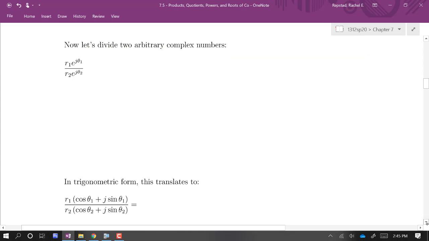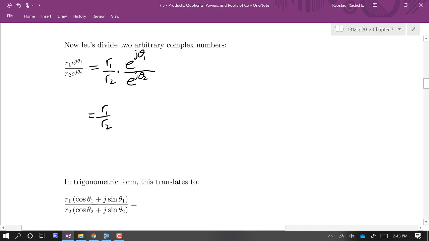Now let's think about division. Suppose I want to divide a couple of complex numbers. They just have these two arbitrary ones like we did with the multiplication on the last page. I'm going to split up this fraction as a product of two fractions. I'm going to segregate out the r values, so we have r1 over r2. I'm going to multiply by e to the j theta 1 divided by e to the j theta 2. Got my quotient r1 over r2.